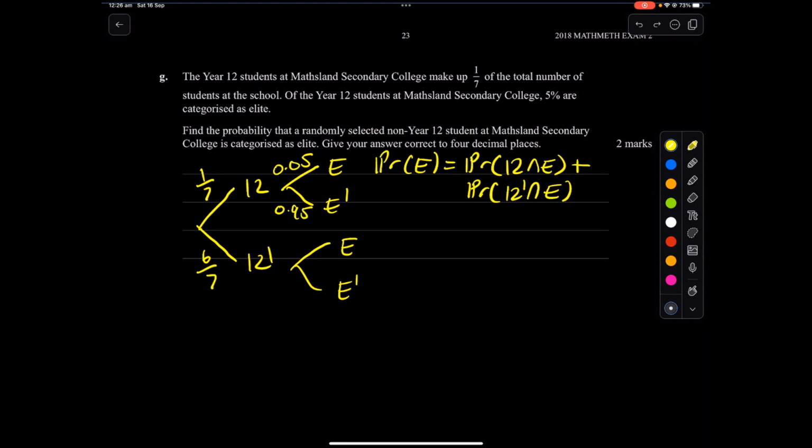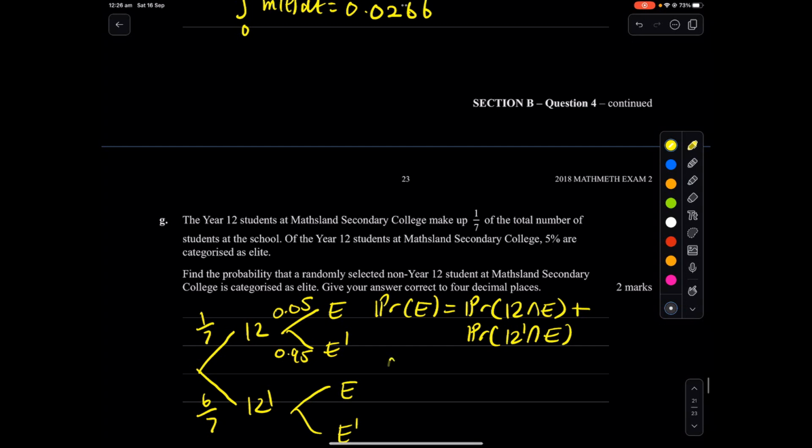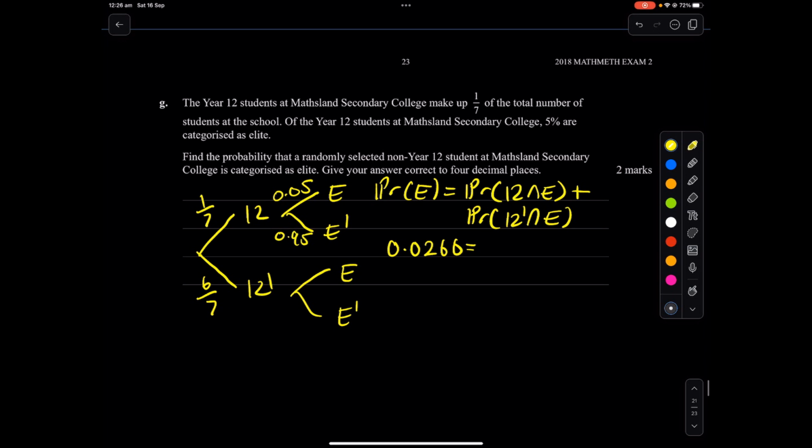So let's make an equation. We know the probability is 0.0266, and that's equal to the probability of Year 12 times elite, which is 1/7 times 0.05, plus 6 on 7 times x, because we want to find this over here. That's our x value that we want to find. So 6 on 7 x will give us the probability that a randomly selected non-Year 12 student is elite. So we want x.